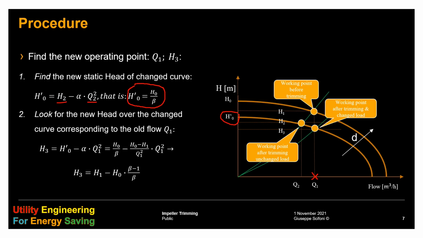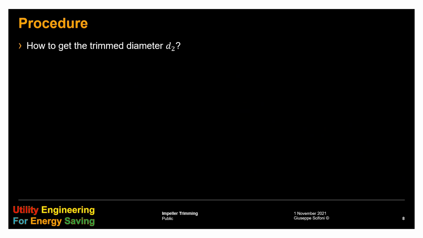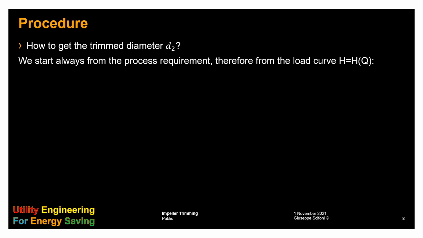And this point is actually sitting on the intersection between the new pump curve and the new load curve. And the new power is given by the product of the new head H3, the same flow Q1, divided by pump efficiency eta. The formula we have found gives the new head H3 as a function of the trimming ratio beta, but actually we need the inverse formula. We need to find the trimming diameter or the trimming ratio by knowing the new operating head at the same flow.